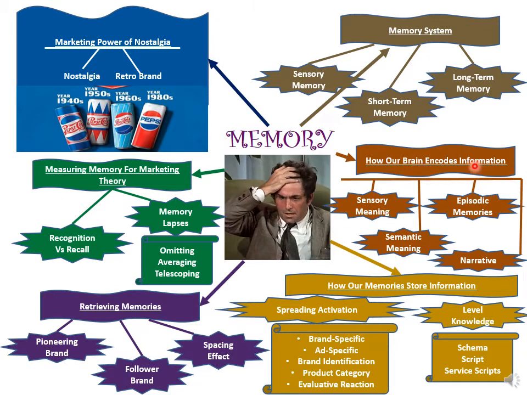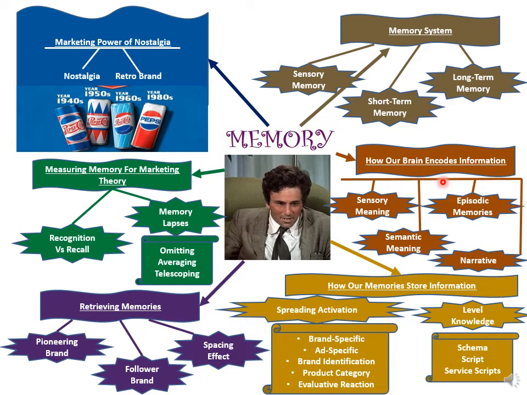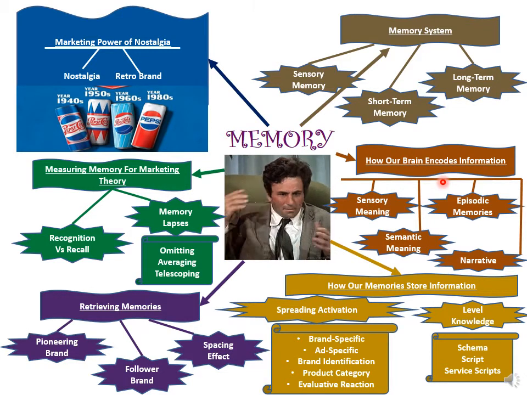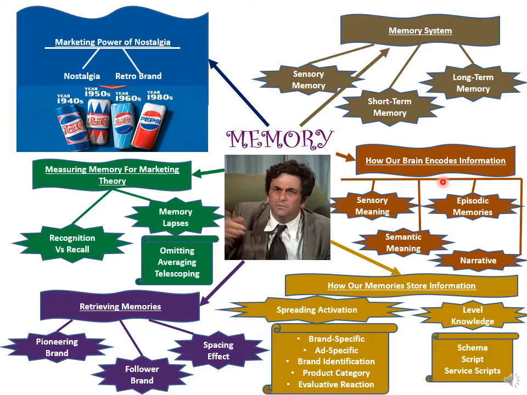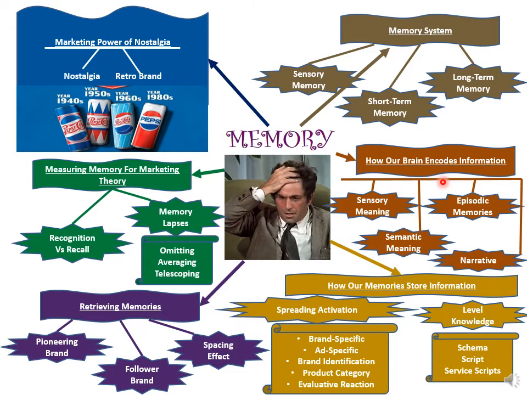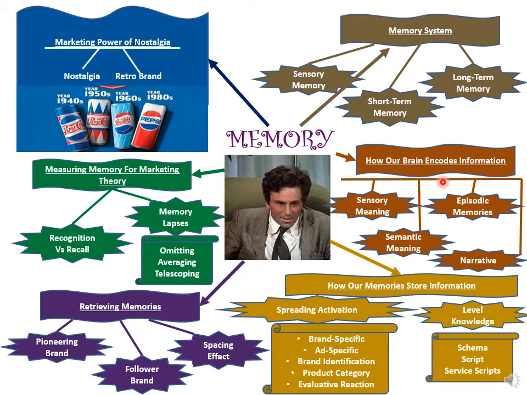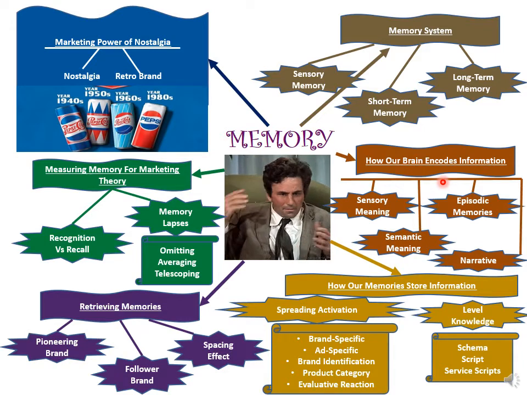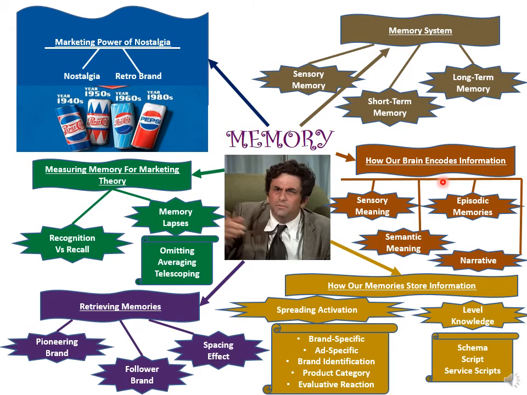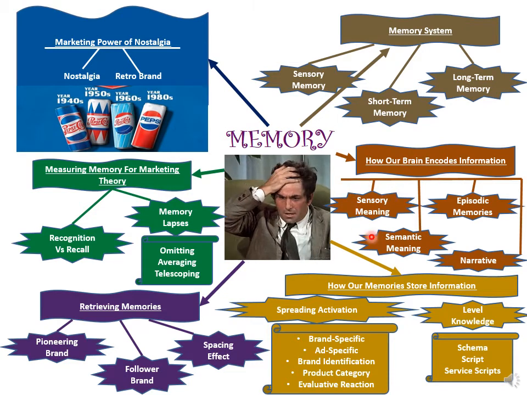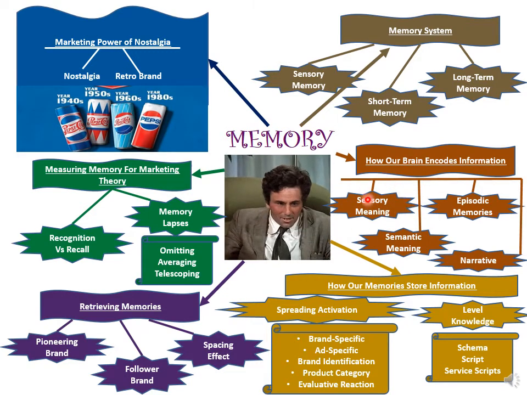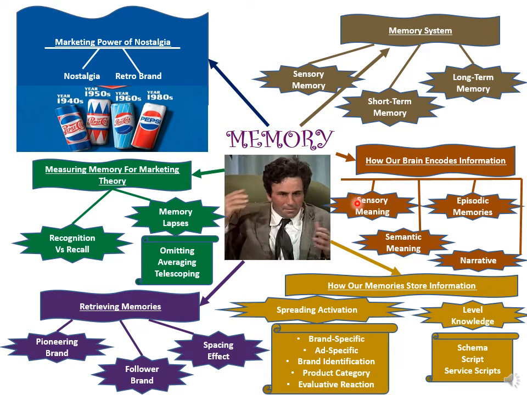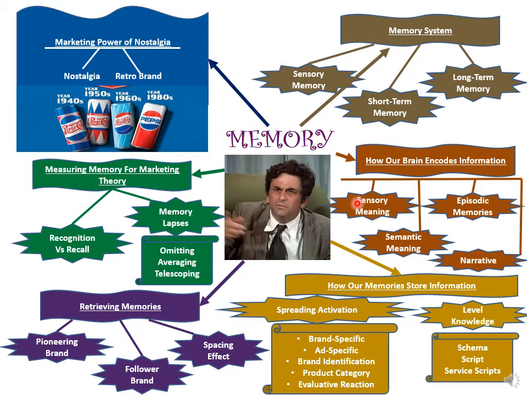Next is how our brain encodes information. The way we encode or mentally program information helps to determine how our brains will store it. It is more likely that we retain incoming data by associating it with other things that are already in memory. For example, we associate the Coca-Cola brand with red and white. The first way we encode information is through sensory meaning, such as the literal color or shape of a package.